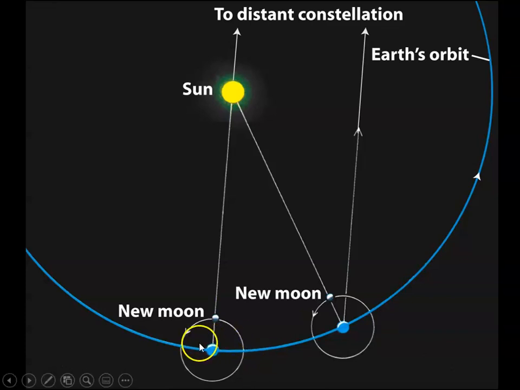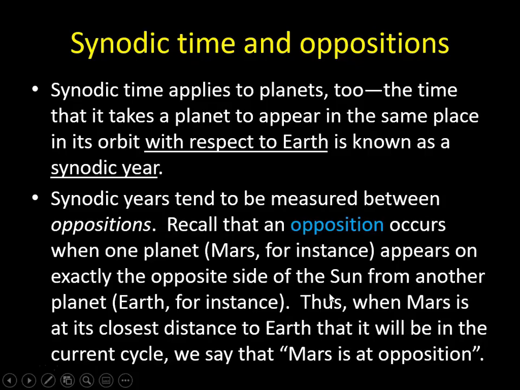So again, the reason that there is that difference is because as the Moon is orbiting around Earth, Earth is also orbiting around the Sun. So in order to have the same phase again, the Moon needs to orbit a little bit extra to get back into sync. Now this is very similar in a lot of ways to the concept of oppositions with planets.